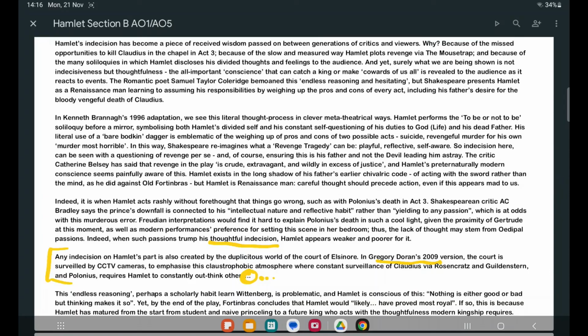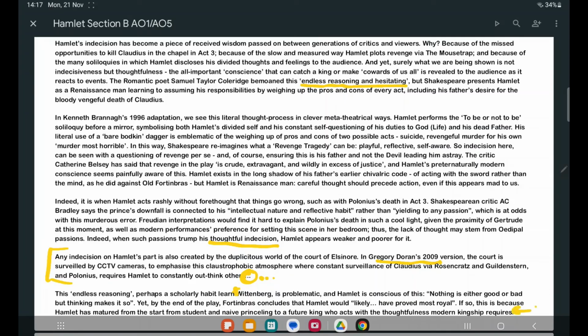Anyway, coming to a kind of conclusion at the end, I return to where I started with the Coleridge quote. This endless reasoning, perhaps a scholarly habit learnt at Wittenberg, as you can see, there's some boo-boos here, is problematic, and Hamlet is conscious of this. Nothing is either good or bad, but thinking makes it so. Yet by the end of the play, Fortinbras concludes that Hamlet would likely have proved most royal. If so, this is because Hamlet has matured from the start from student and naive princeling to a future king who acts with the thoughtfulness modern kingship requires.